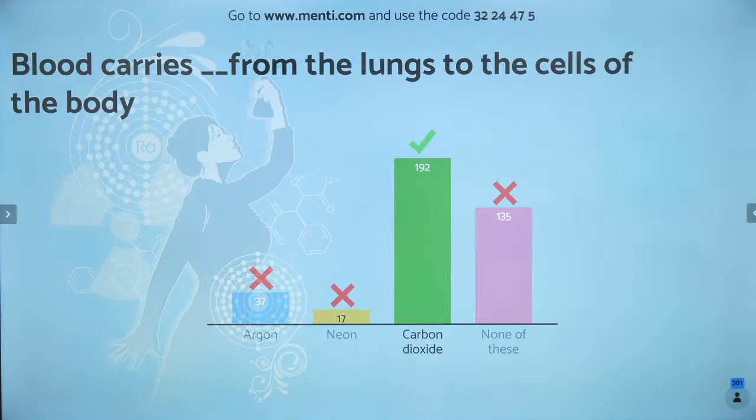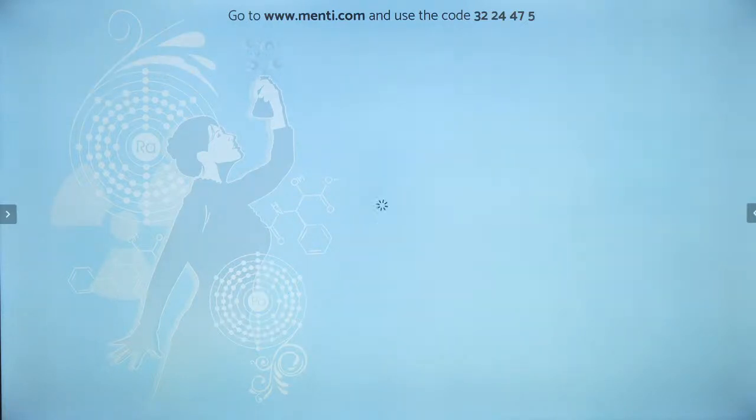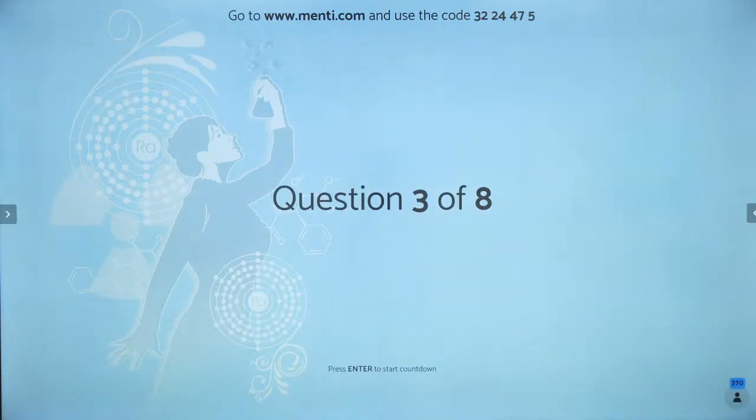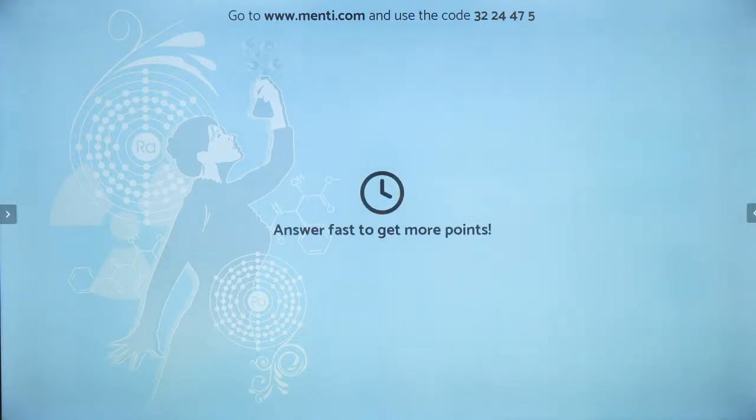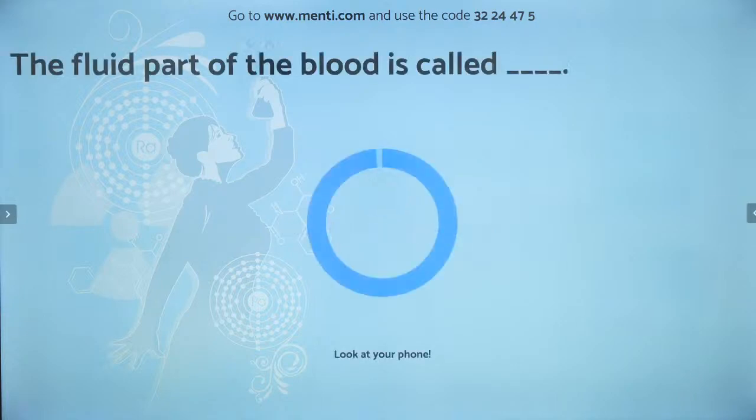Okay, I think guys, there is some error in this question. Blood carries from the cells to the lungs hona chahiye tha. So ye question thoda galat hai. Hi Tomadev, question thoda sa galat hai, so let us just skip this. Theek hai, let us go to question number 3. Theek hai, starting now. Yeah, none of these should be the answer, Kusum, you're right.